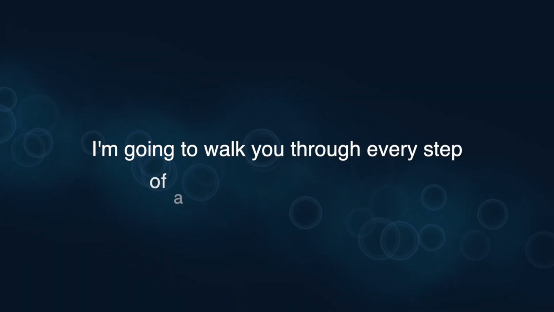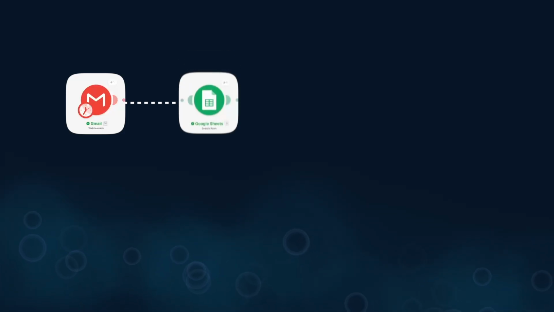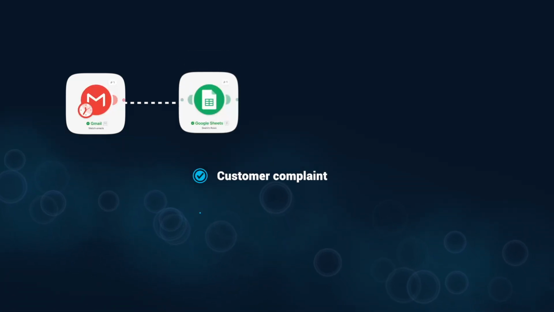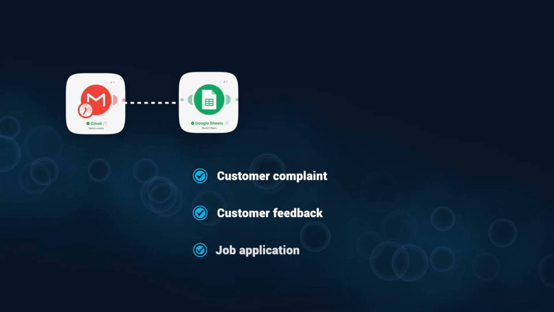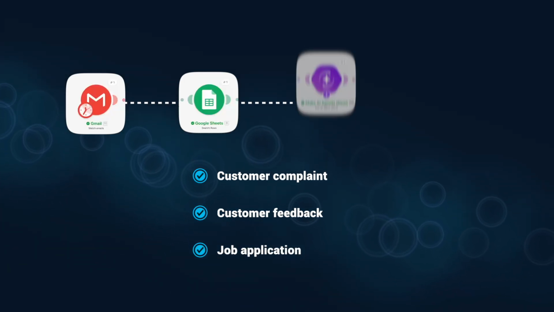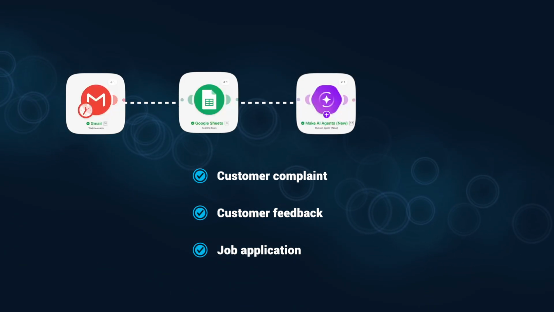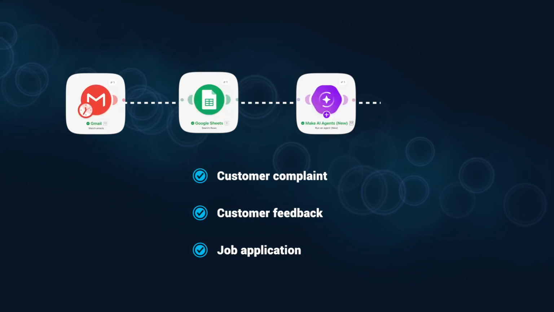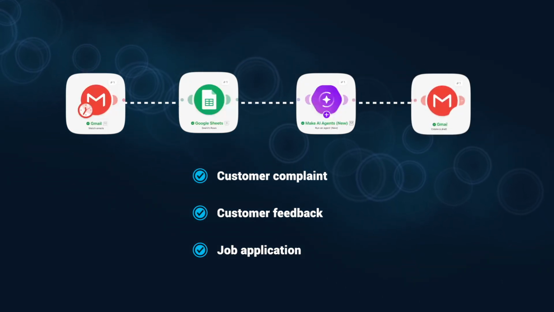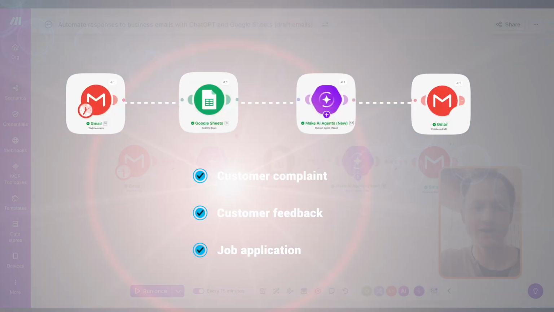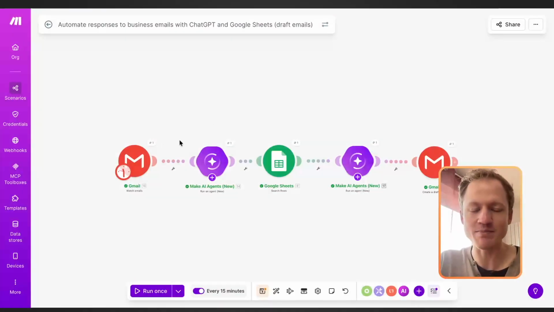So now let's dive a bit deeper into a scenario. I'm gonna walk you through every step of a more complex scenario. This one watches every email that you receive. It then verifies on a spreadsheet what type of email it is. Is it a customer complaint? Is it a customer feedback? Is it maybe a job application? It then writes a custom ChatGPT response, and finally at the end it will write a draft email in your favorite mail application. Alright, so now we have a complete Make scenario.